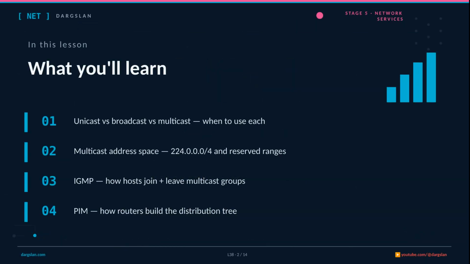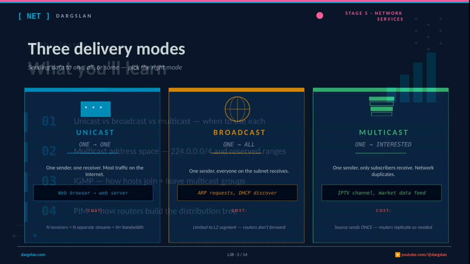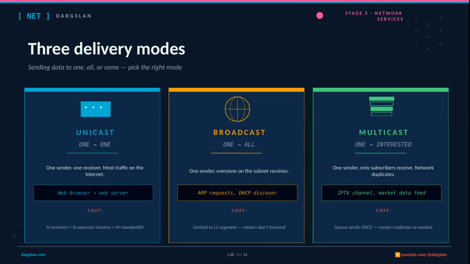So here's the roadmap for the lesson. We'll start by comparing unicast, broadcast, and multicast side by side so the trade-offs are clear and you know when each one belongs. From there, we'll explore the multicast address space, the 224.0.0.0/4 block, and the reserved ranges that live inside it. Then we'll get into IGMP, the protocol hosts use to join and leave groups, and finally, PIM, which is how routers actually build the distribution tree that carries the traffic. Let's start with that side-by-side comparison.